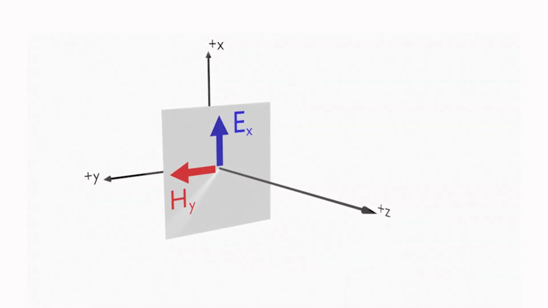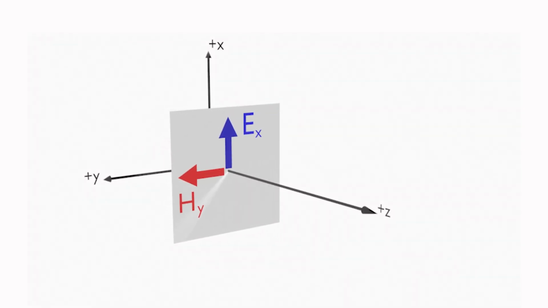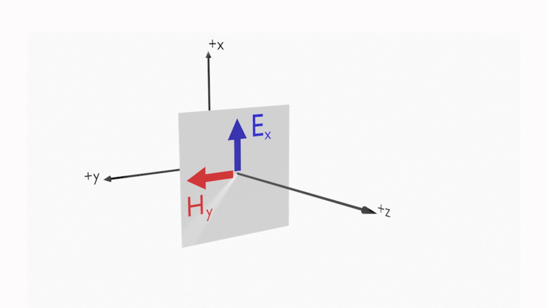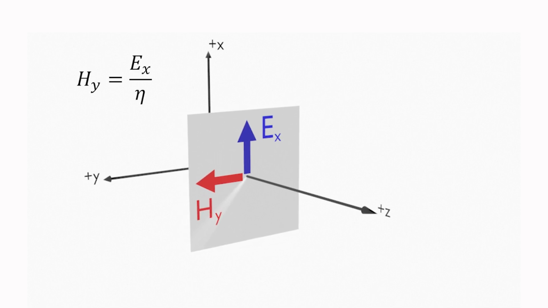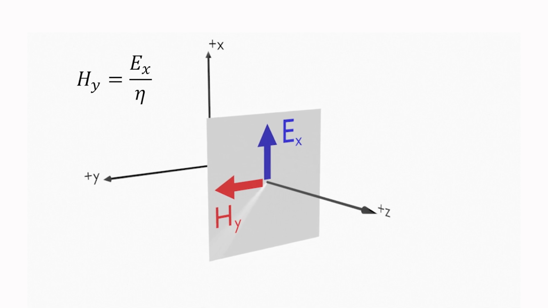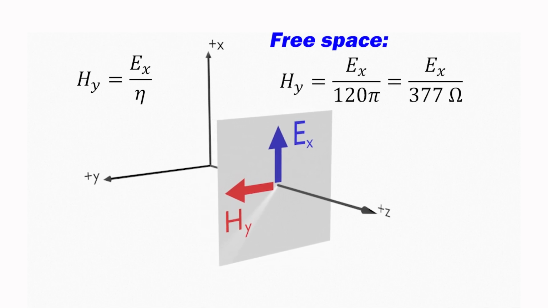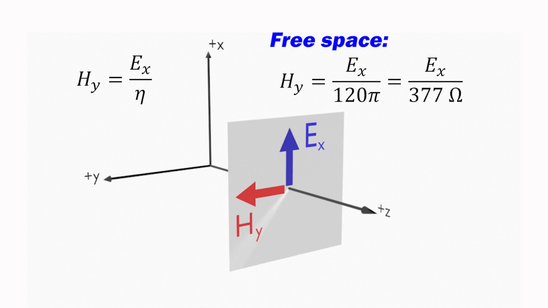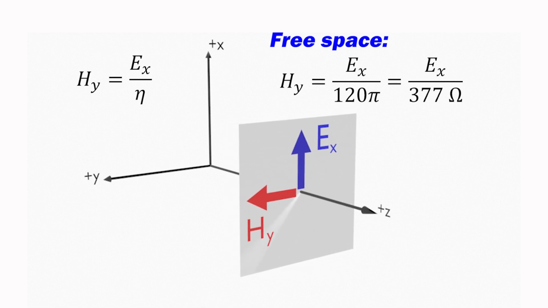For a uniform plane wave, the magnetic field vector will be orthogonal to the electric field vector, and it will have an amplitude equal to the electric field amplitude divided by the characteristic impedance of the medium. In free space or vacuum, that will be approximately 120 pi, or 377 ohms.